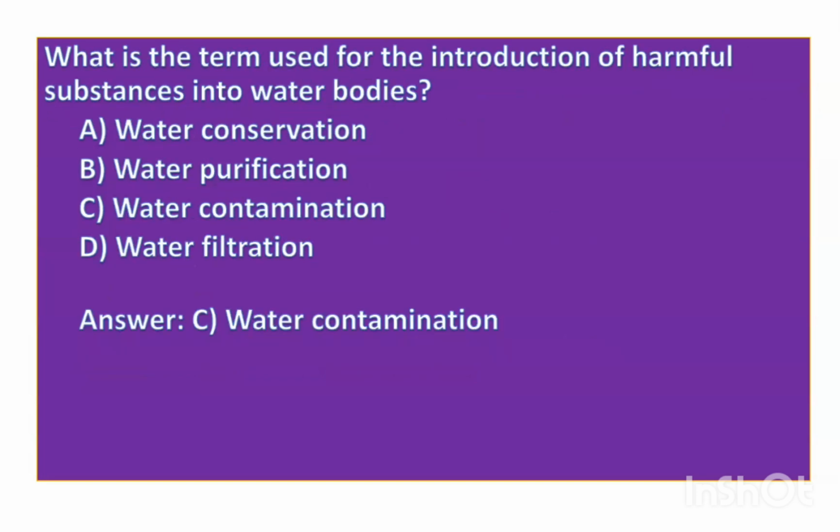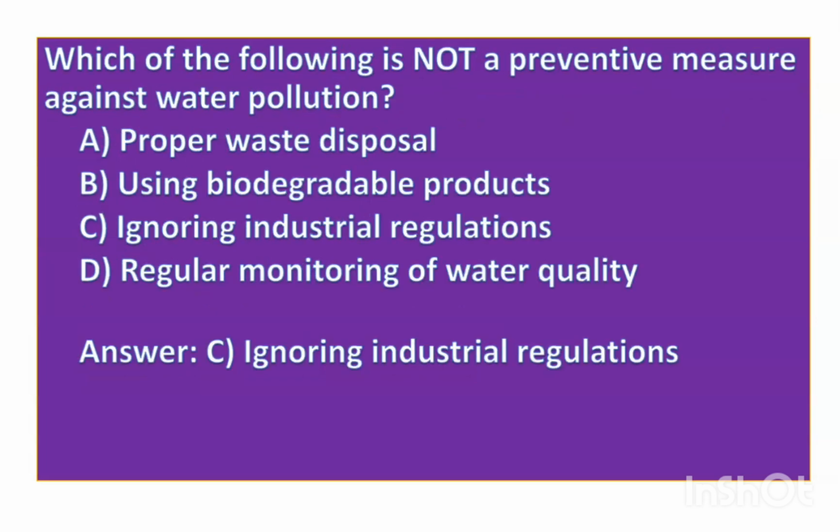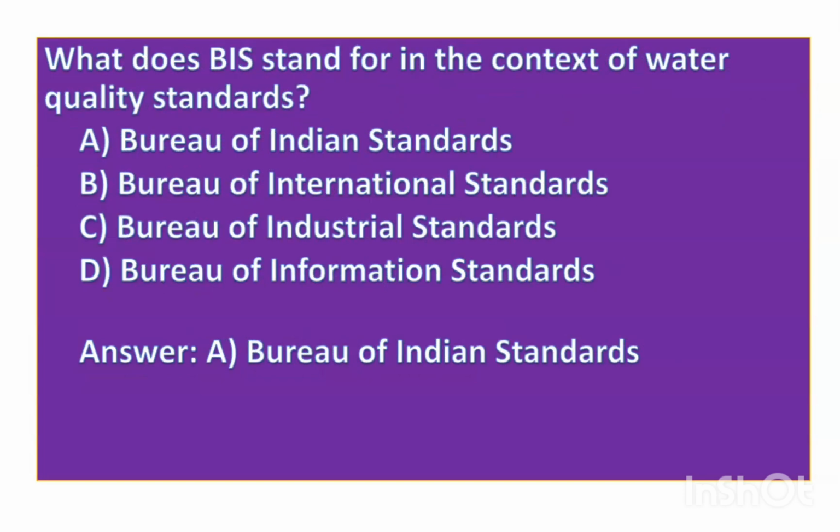What is the term used for the introduction of harmful substances in water bodies? Options: water conservation, water purification, water contamination, and water filtration. The answer is water contamination. Which of the following is not a preventive measure against water pollution? Options: proper waste disposal, using biodegradable products, ignoring industrial regulations, regular monitoring of water quality. Answer: ignoring industrial regulations.